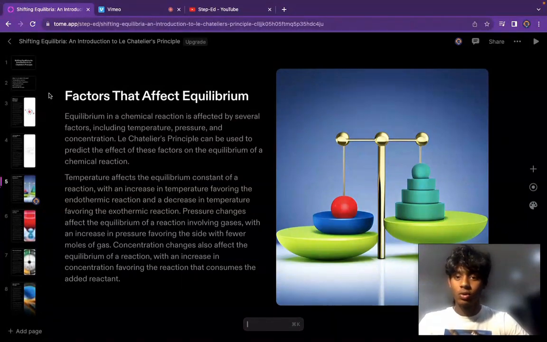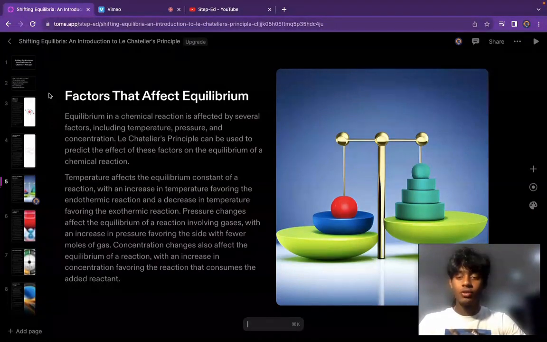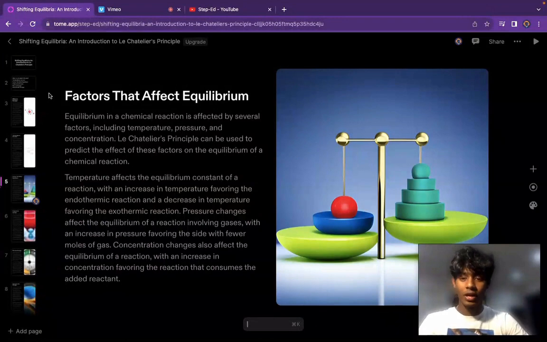Temperature affects the equilibrium constant of a reaction, with an increase in temperature favoring the endothermic reaction and a decrease in temperature favoring the exothermic reaction. Pressure changes affect the equilibrium of reactions involving gases, with an increase in pressure favoring the side with fewer moles of gas. Concentration changes also affect the equilibrium of a reaction, with an increase in concentration favoring the reaction that consumes the added reactant.